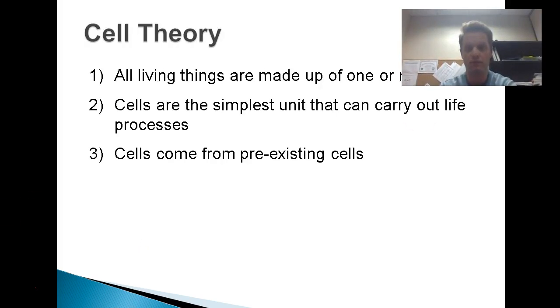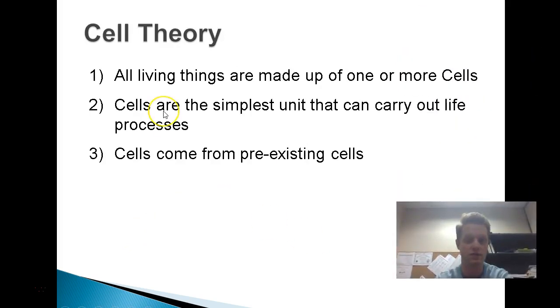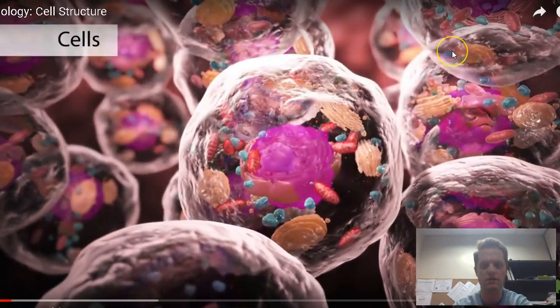Cell theory. Well, cell theory is the idea that all living things are made up of one or more cells. Cells are the simplest unit that can carry out life processes. And cells come from pre-existing cells. Let's look at a cell closer. All living things are made of cells.